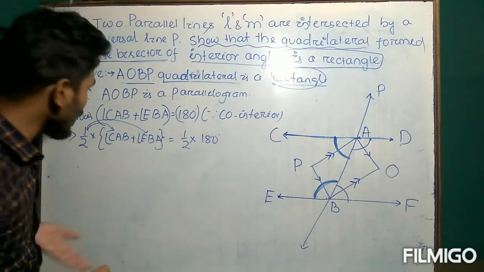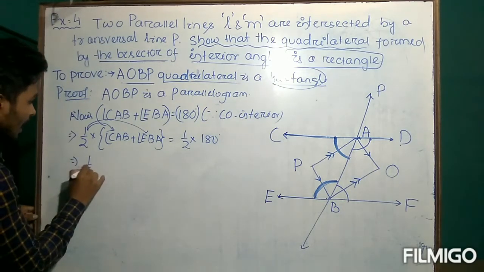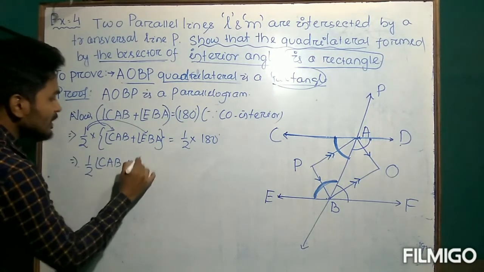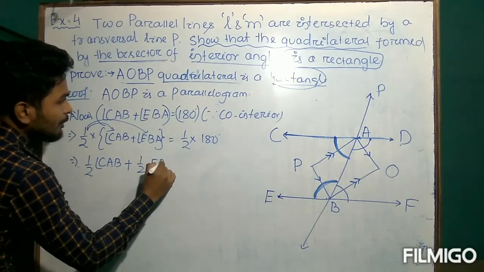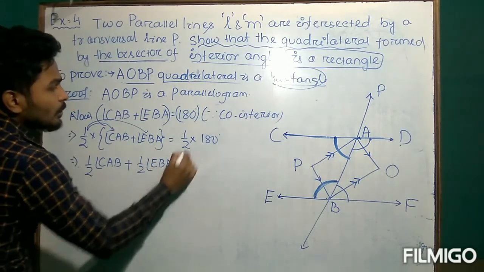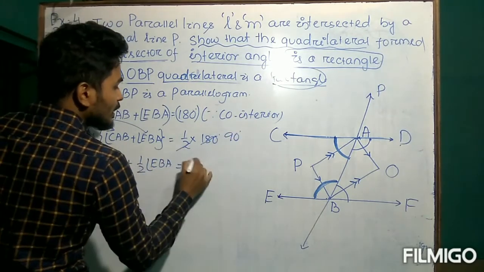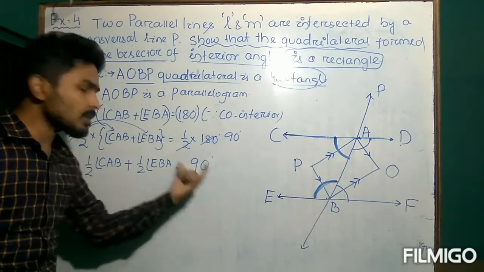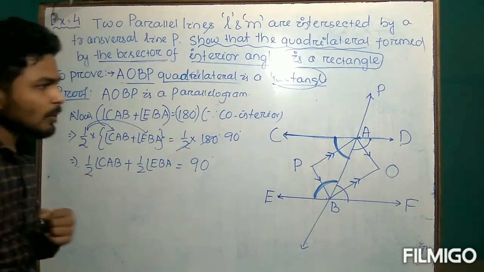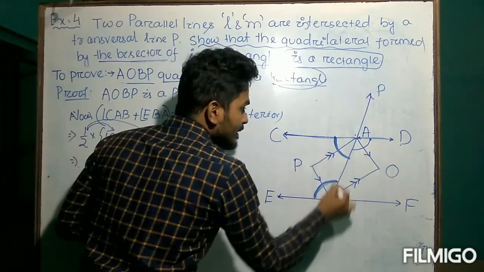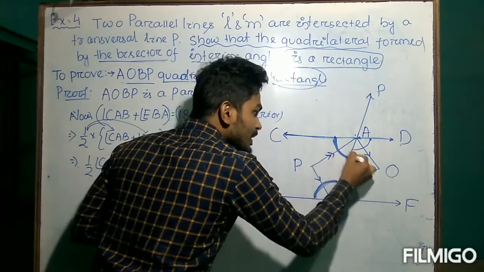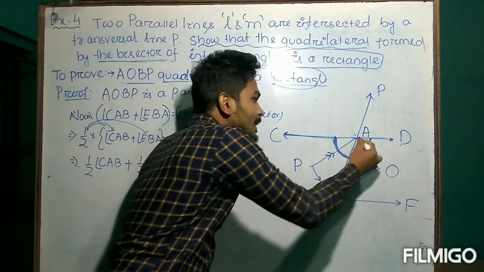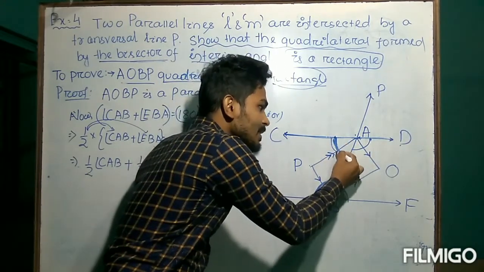This is the distributive law. Half of CAB plus half of EBA is equal to 2, which is cancelled with 180, giving 90 degrees. So now we find this plus this is equal to 90 degrees. Now half of CAB means what? CAB is the total angle, and half of this angle is this angle. Why? Because PA is the angle bisector, so this half is equal to this half.